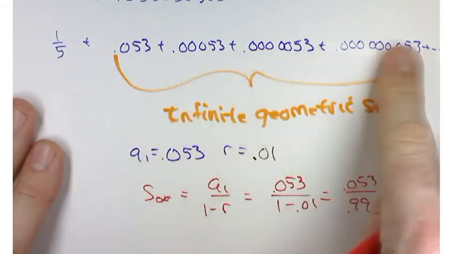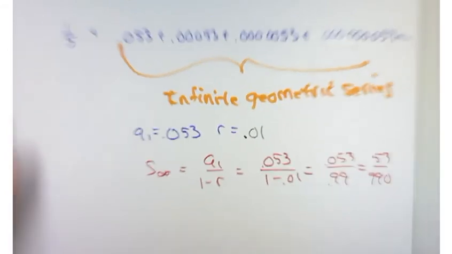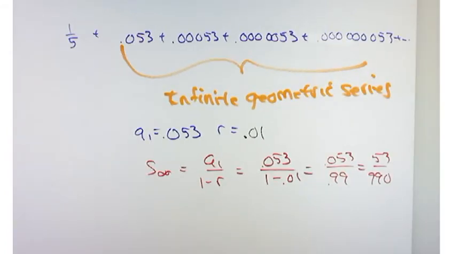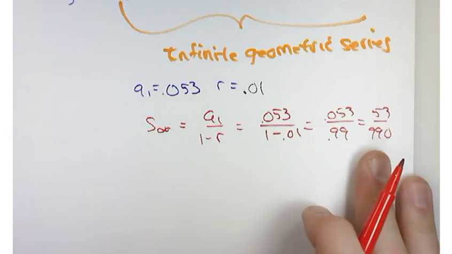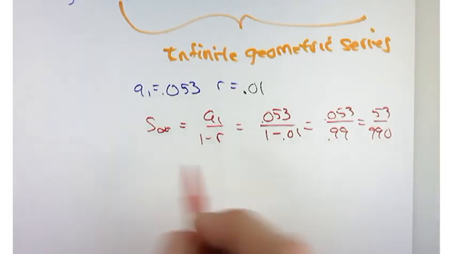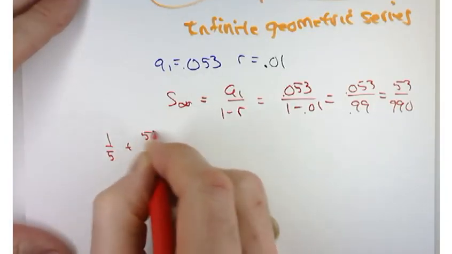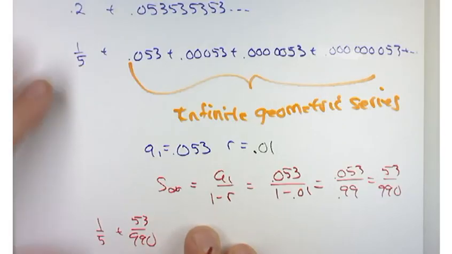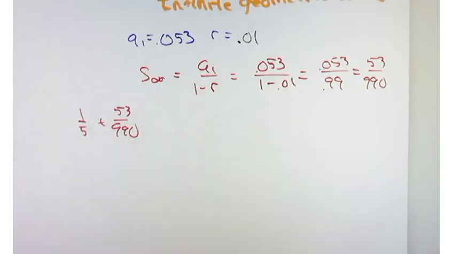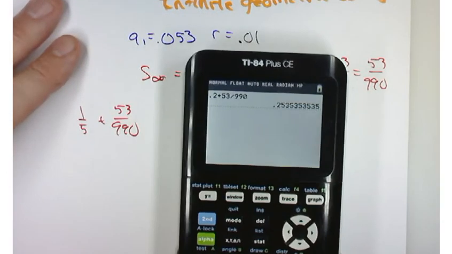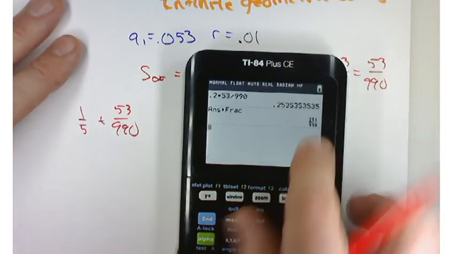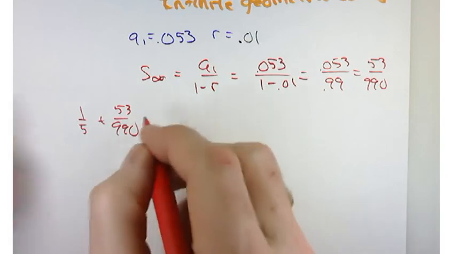That's just this part of it, 53 over 990. Let's combine it with the other part. So I have 1/5 plus 53 over 990. 1/5 comes from the 0.2. I'm going to be lazy about it. Plus 53 divided by 990. And hit the answer to fraction key and get 251 over 990.